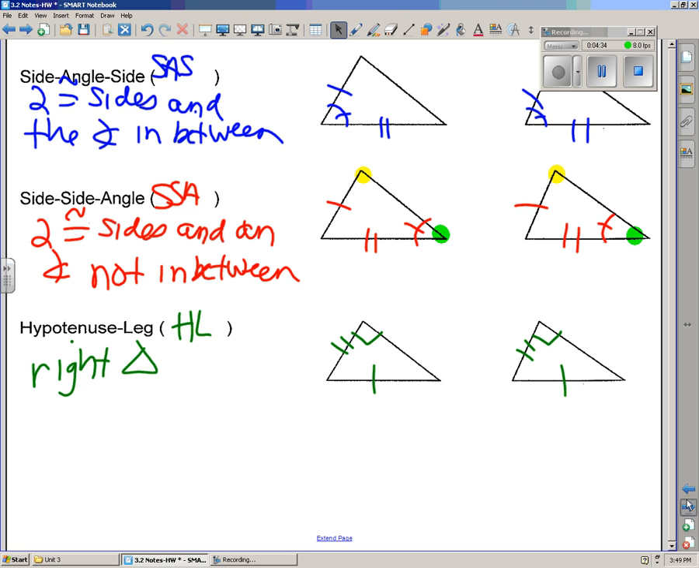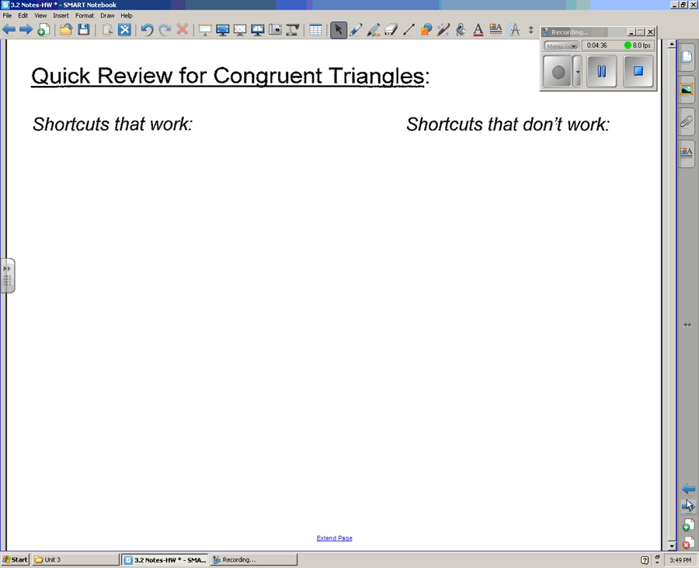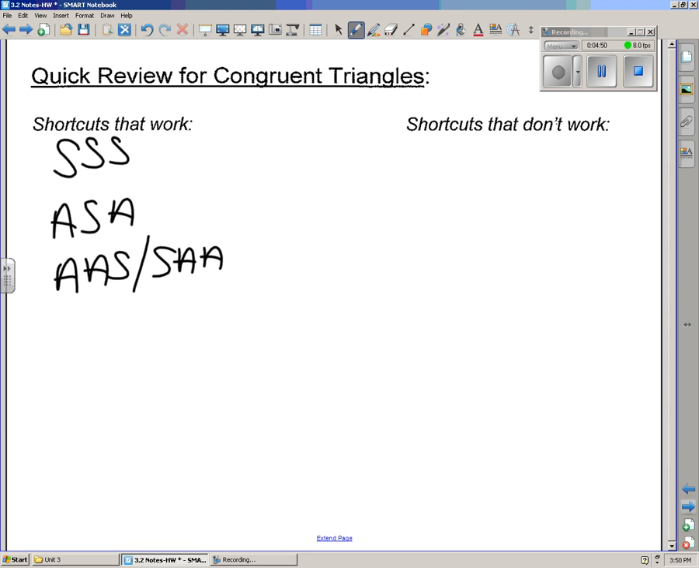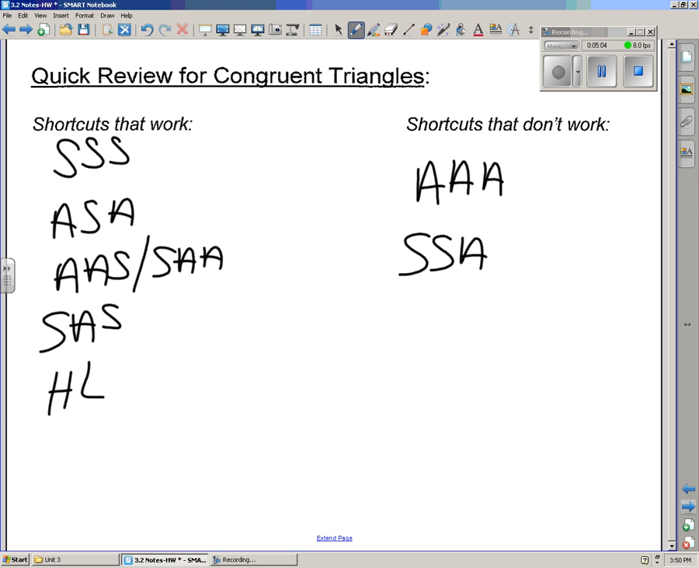We're telling you that 5 of them will always work and 2 may not necessarily work. So the 5 that always work are side, side, side; angle, side, angle; angle, angle, side, which could also be written as side, angle, angle; side, angle, side; and hypotenuse leg. The shortcuts that don't work are angle, angle, angle, and SSA. SSA spelled backwards spells a word that is bad, and sometimes people call this the donkey theorem.